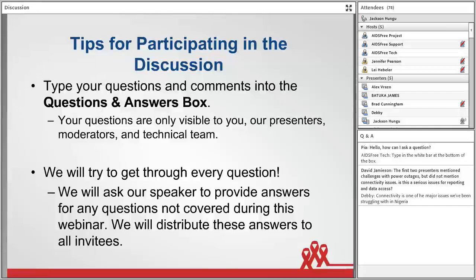And our first question was about connectivity. The first two presenters talked about electricity in sites being a barrier to rollout of GXAlert in those sites. But the person asking the question asked if those two presenters could touch a bit on internet connectivity and how that has or has not been a barrier to GXAlert rollout. So I'll pass that over to Brad and Debbie.